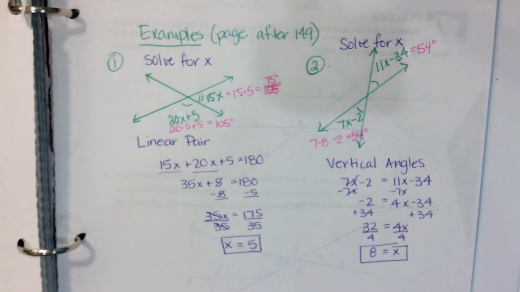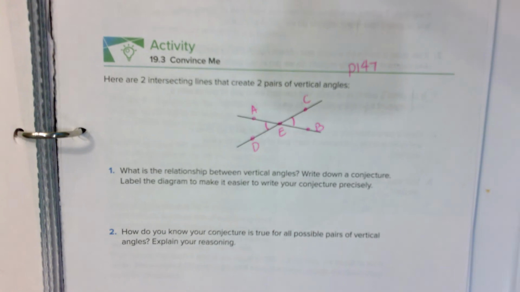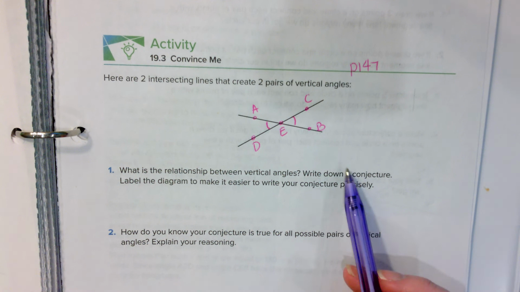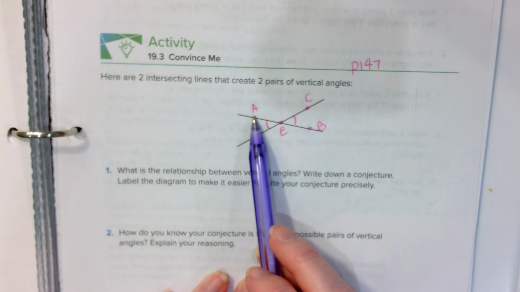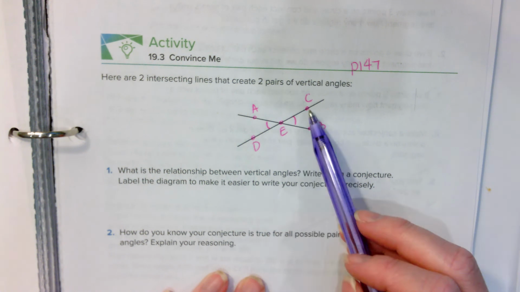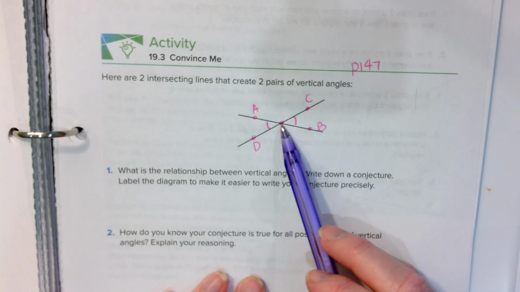Please flip back to page 147. On this page, in activity 19.3, we're going to talk about how we know that vertical angles are indeed congruent. So if you would take a moment and mark points A and B on your diagram and points C and D on your diagram, and where the two lines intersect are going to be point A.